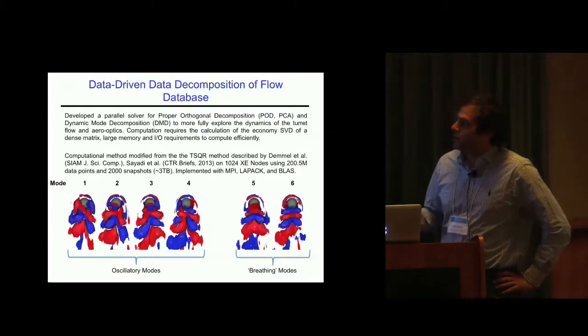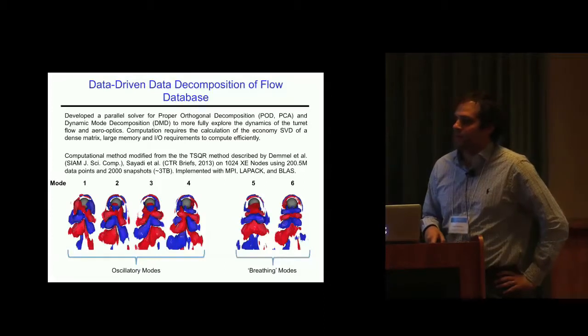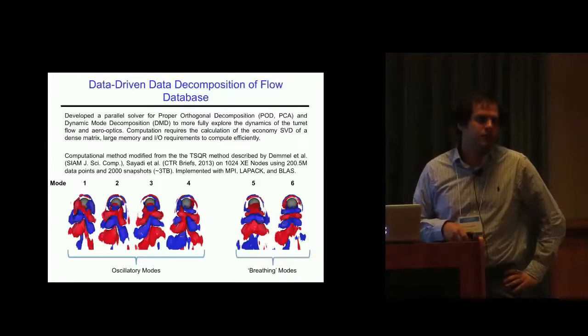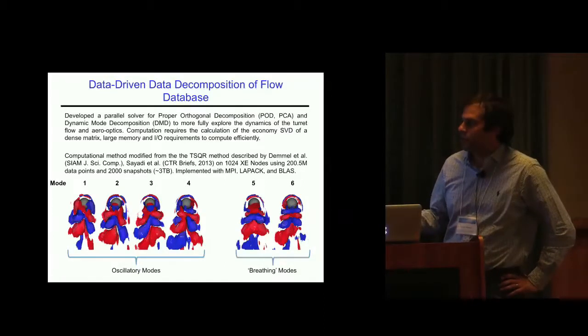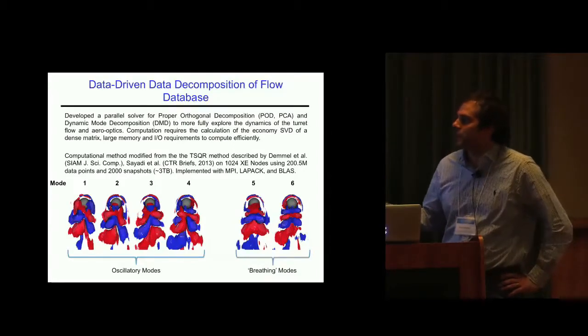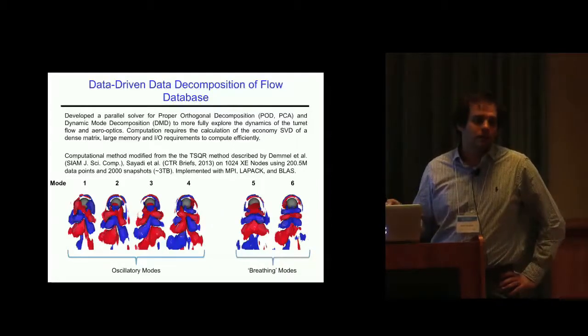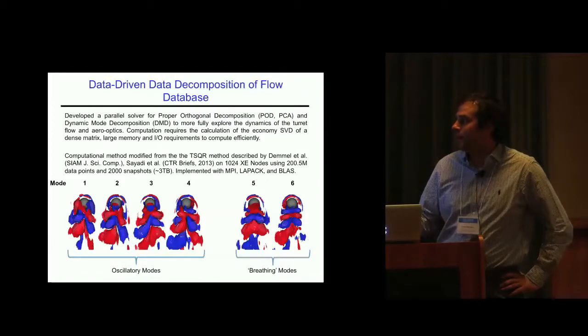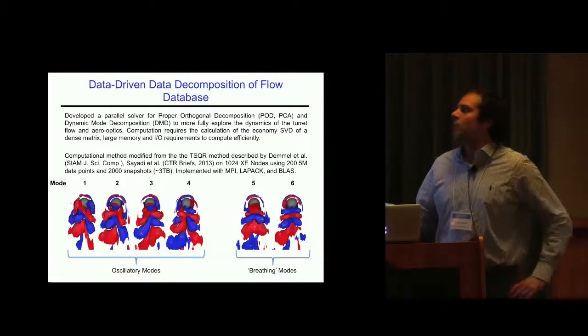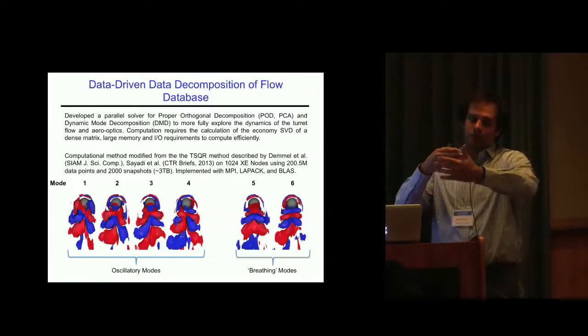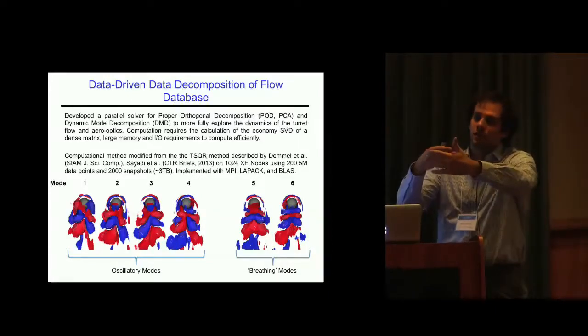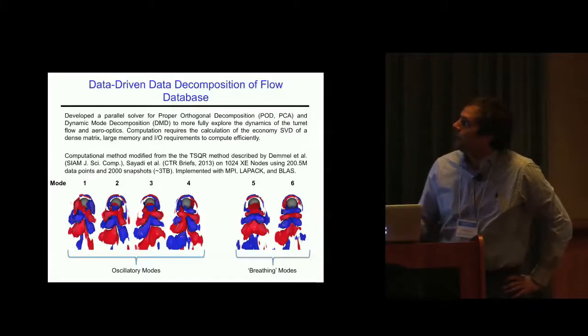There's some interesting physics that you can glean from it, and connecting it to the optics will be the really interesting part. You can see just here, modes 1 through 4 are the oscillating modes. They're anti-correlated across the center line of the turret. But these are more of a breathing mode, where you have compression and expansion that happens in the wake of the turret.